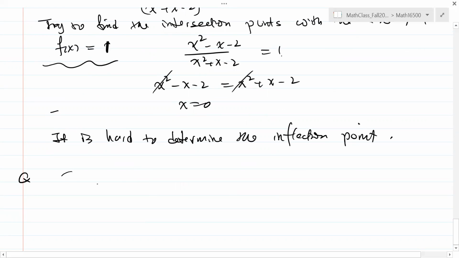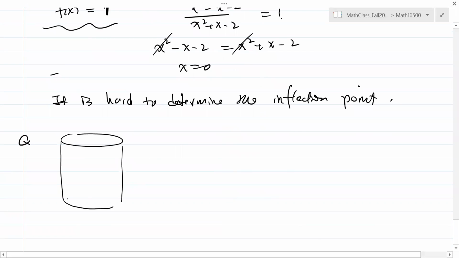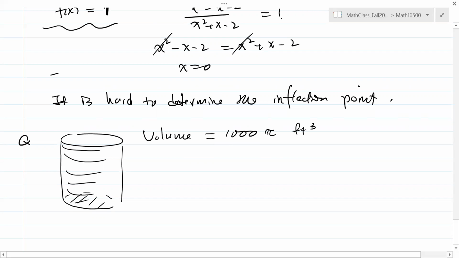The next problem is we have a cylinder, but the top is open. The volume is given. Just assume the volume is 1,000 pi cubic feet, just for example. This side is open. Find the dimensions that will minimize the surface area.